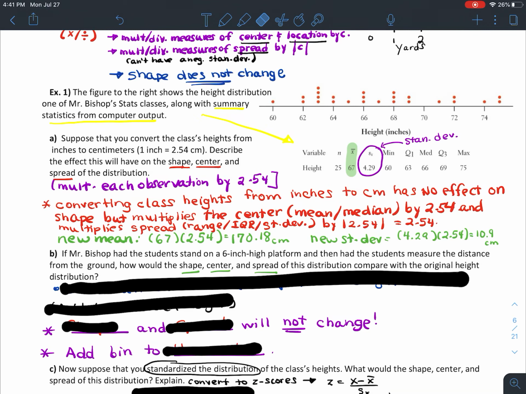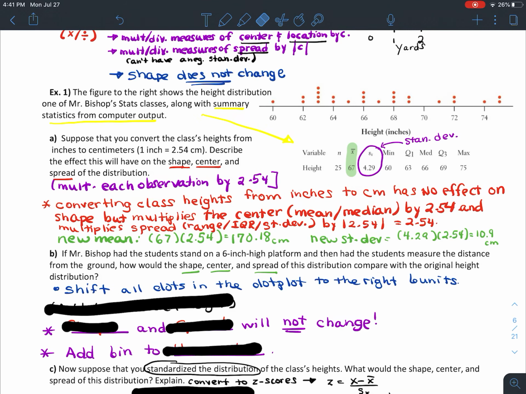Okay, so let's think about how the dot plot would look without actually making it. And this is kind of like my curve example I talked about earlier. It would simply shift all the dots in the dot plot to the right. That's what would happen if you add 6 inches to everybody's height. So this is all just getting bumped over to the right.